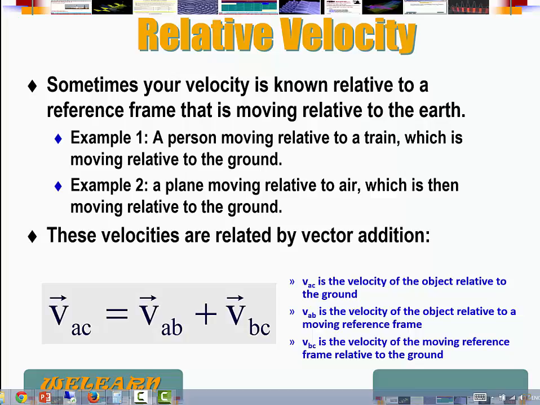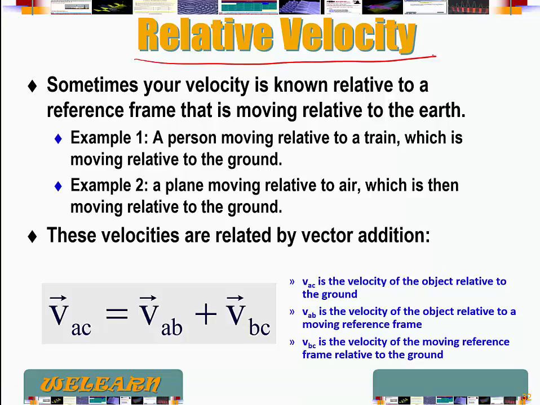To formalize what we just discussed, we introduce the term relative velocity. In other words, we define the velocity relative to a reference frame. In the examples we discussed, we had a person moving relative to a train. The reference frame for that person is the train. And the train was moving relative to the ground. So the reference frame for the train is the ground.